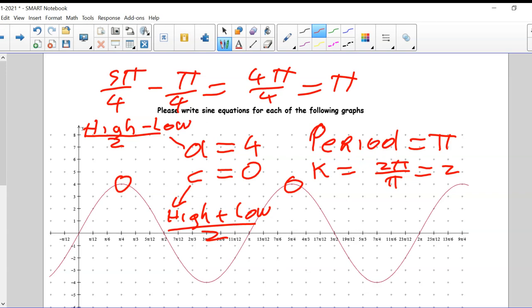In this case, the high is 4, the low is minus 4. 4 plus minus 4 is 0. 0 divided by anything is still 0. So that's an easy one to go with. On the other hand, this works for the amplitude as well. 4 minus negative 4 is 8. 8 divided by 2 is 4. So that's why the value of a would in fact be 4.